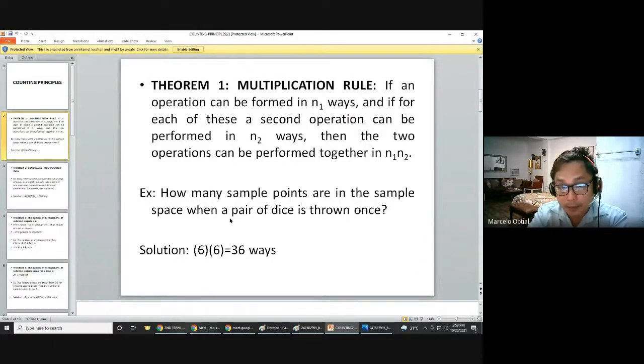Okay, it's a probability, no? 1-3, 1-4, 1-5, 1-6. Tama? So pwede din yung first die, mag-appear 2. Then pwedeng 2-1, 2-2, 2-3, 2-4. I think that's the same. Okay? That is why 6 times 6 is equal to 36. That is multiplication rule or theorem number 1. Okay, so we're done with that.